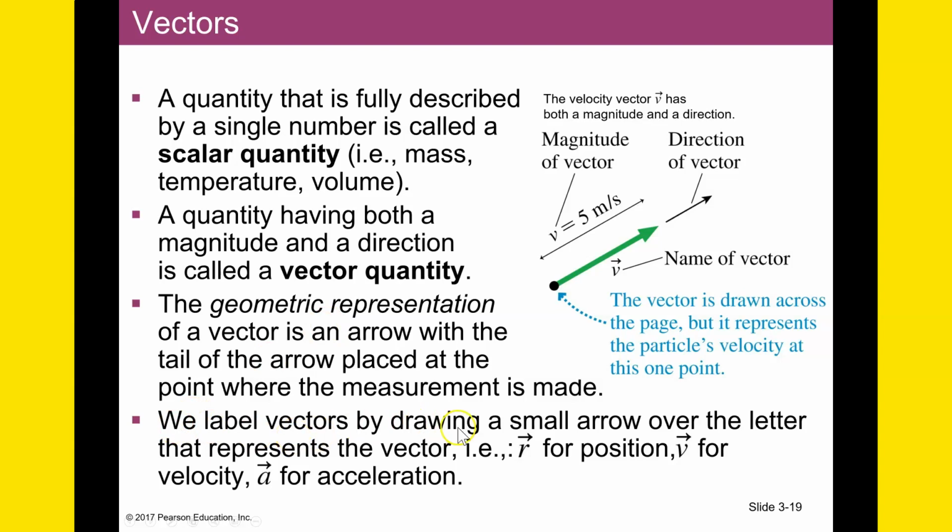All right, we label vectors by putting a little arrow above them. Most of the time when I handwrite those, you handwrite them with a little half arrow. You'll see as we go.